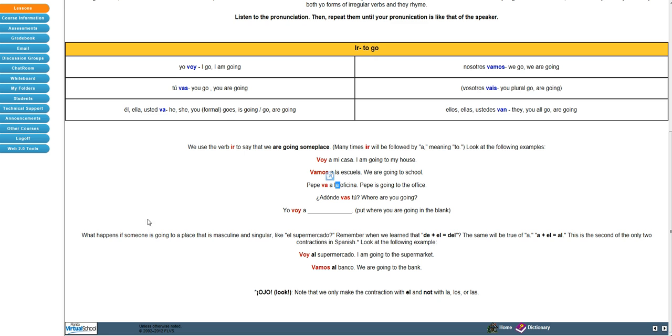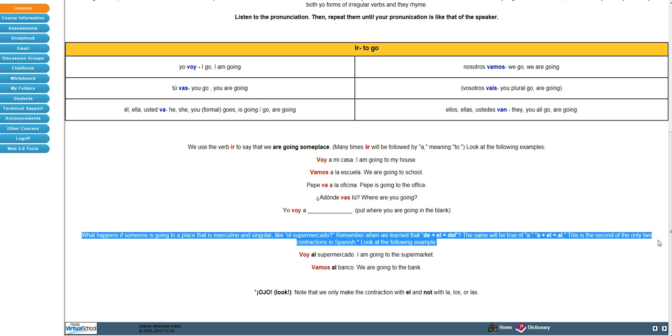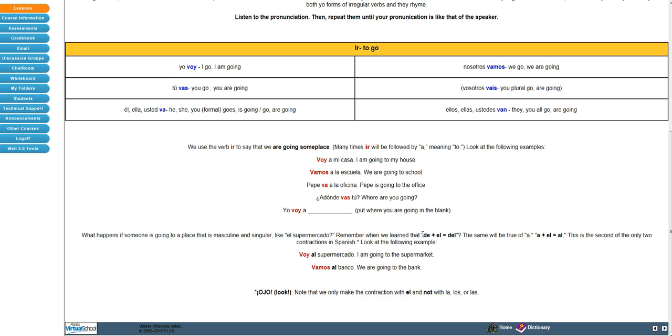Now here, there is an exception that you have to remember, and this is a very important rule. Remember when you learned before that if you had de and el together, that was in Module 2, you had to make it into del. Well, if you have an a and an el together, you have to smush it together and do a contraction and do al. So for example, instead of voy a el supermercado, you're going to say voy al supermercado. Instead of vamos a el banco, it sounds funny even, we're going to say vamos al banco. Okay, so then again, you don't do it with la, los, or las, you only do it with el.